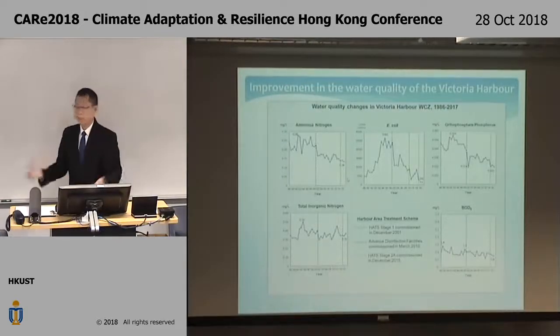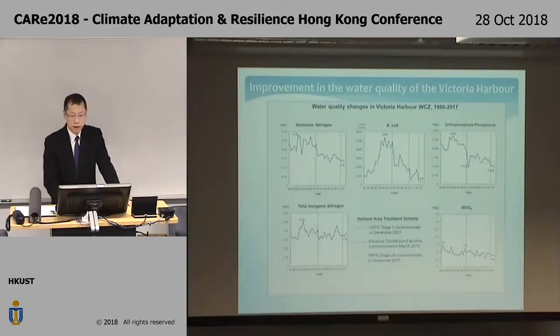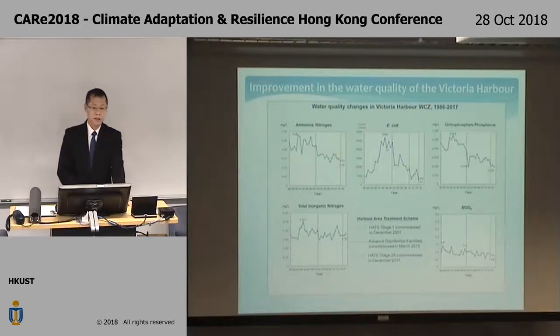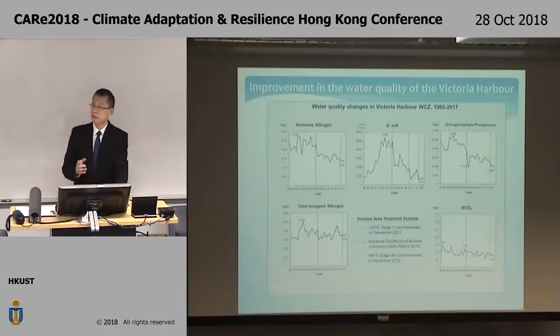What's the improvement in water quality in our Victoria Harbour? I just want to highlight this part. In terms of E. coli, it had been very high in the past, but now it's dropped to around 300 counts per 100 mL, which is very, very good.